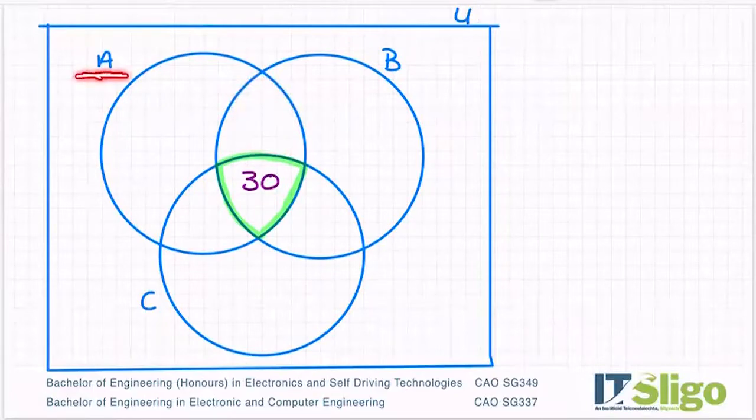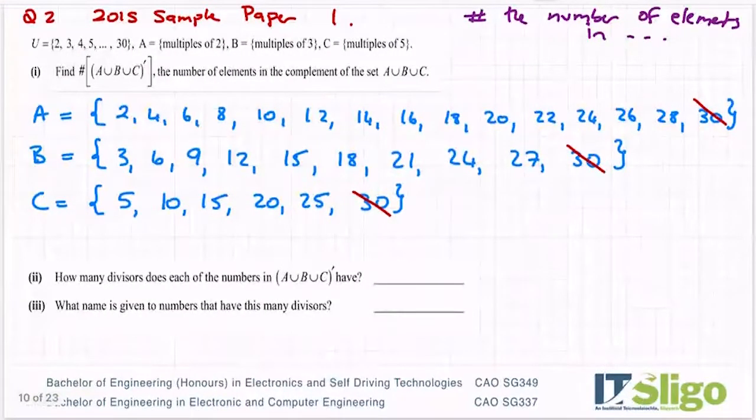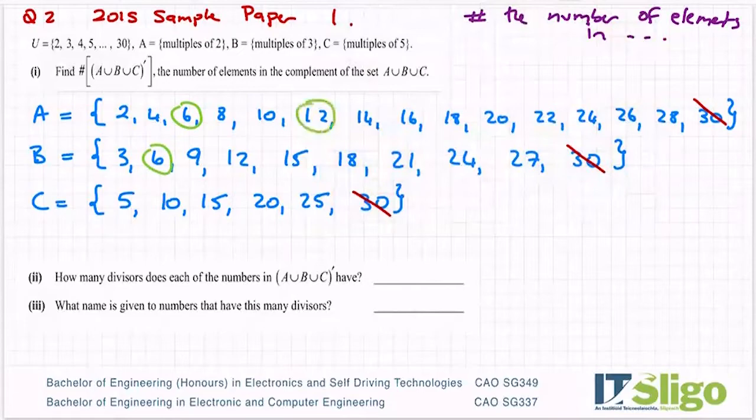Are there any numbers common? What are the numbers that are common between sets A and B? Okay, so let's have a look. Let's pick a color. Let's pick green. What is common? So 2, 4, 6, 8, 10, 12, 14, 16, 18, 20, 22, 24, and of course 30. Okay, so these are the values that are common between A and B.